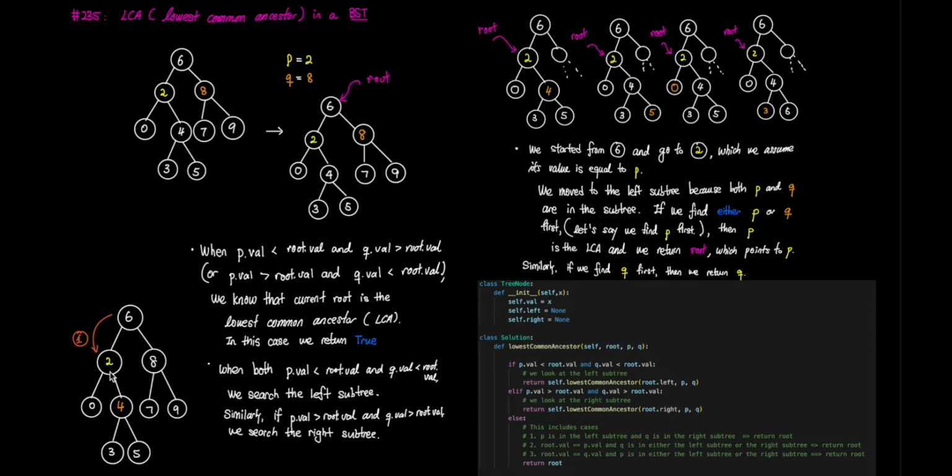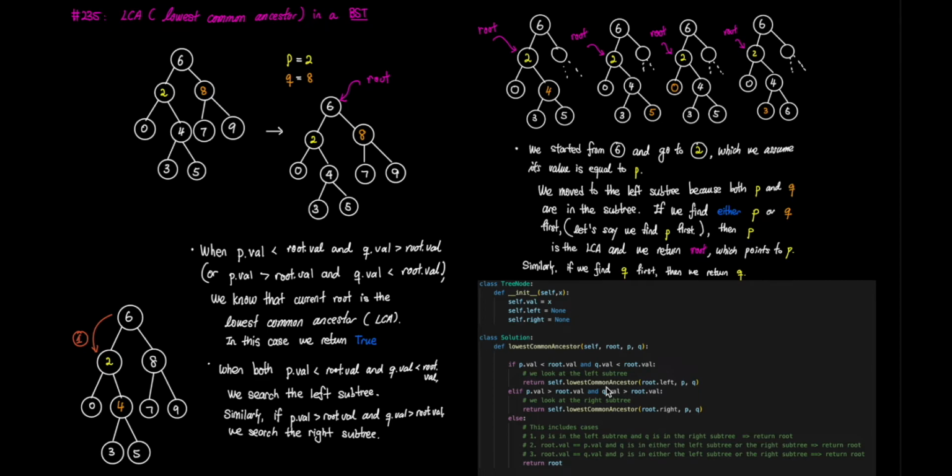For instance, if P is equal to 2 and Q is equal to 4, we only have to look at the left subtree. We don't have to look at the right subtree, so we just ignore it. So that's the first part: how you move your pointer, the root. Now the next problem is how do you return the value? How do you return the lowest LCA?